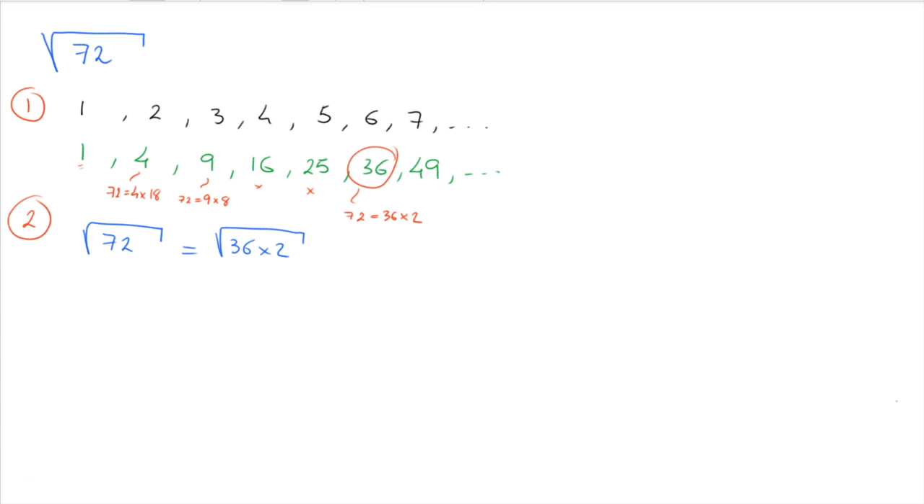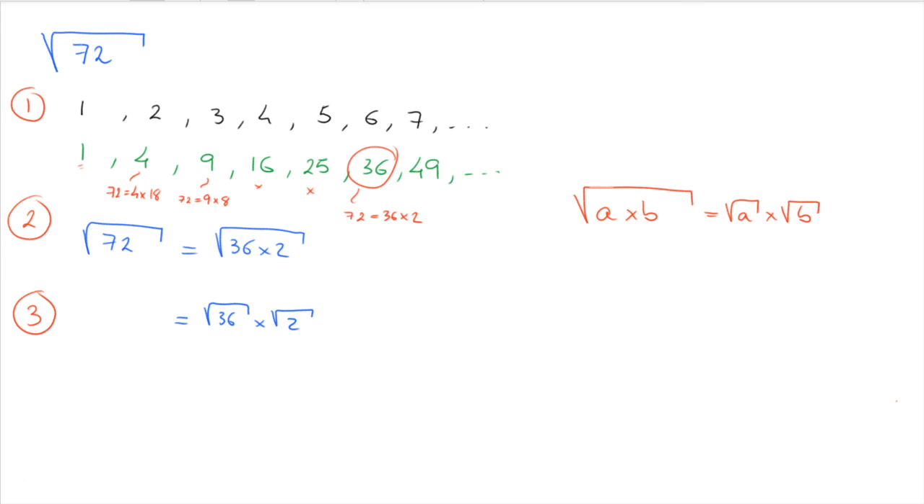Now, our third and final step, step 3, we make use of the formula. Remember, that was the square root of a times b equals the square root of a times the square root of b. And using that, we can now state that the square root of 72 is equal to the square root of 36 times the square root of 2.